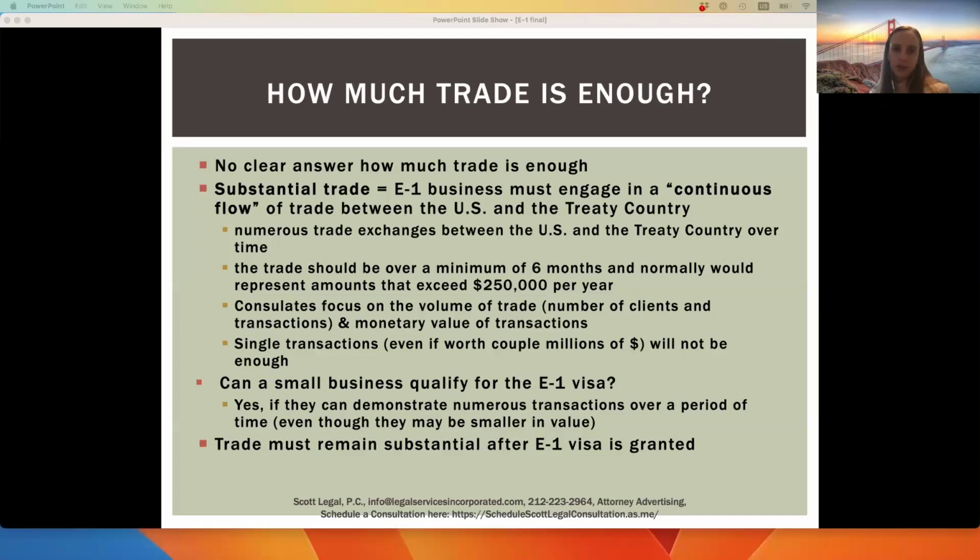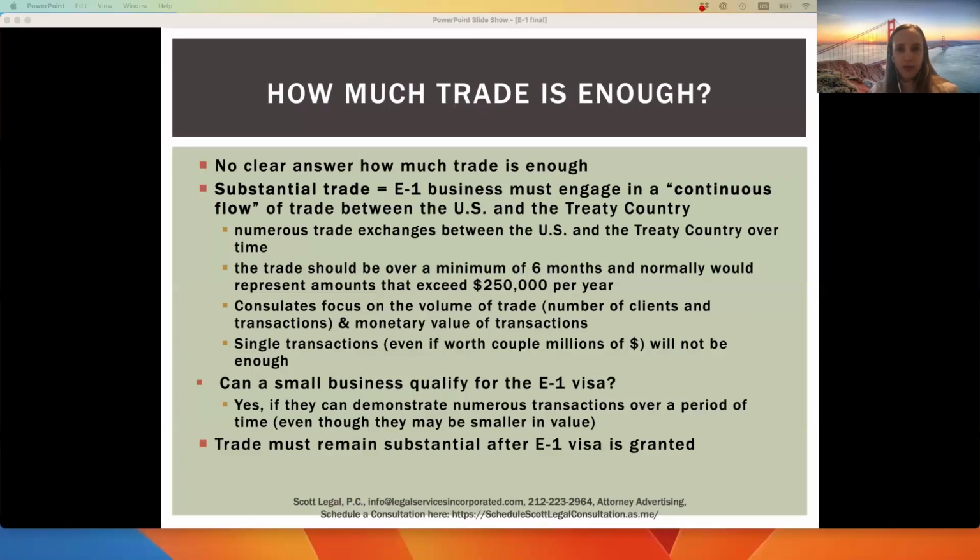This is a general recommendation. Of course, each case is individual, and we would look at all the different factors. We would look at how many clients you have had, how many transactions there were, and things like that. But this would be the general recommendation.